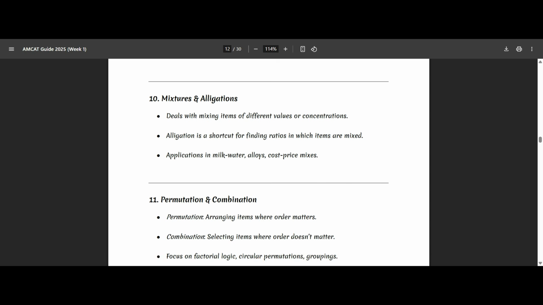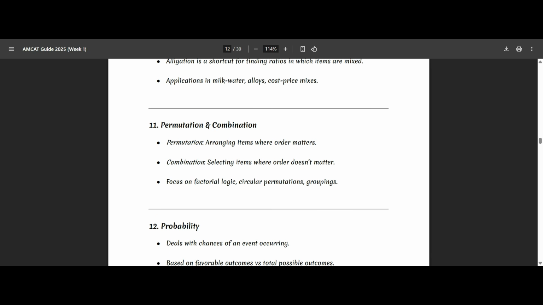Mixtures and allegations. Now this allegation is not, complaint wala allegation. That allegation has an I in it, not an E here. This is the different allegation. This allegation is a shortcut for finding ratios in which items are mixed. Okay. And mixtures deals with mixing items of different values or concentrations.